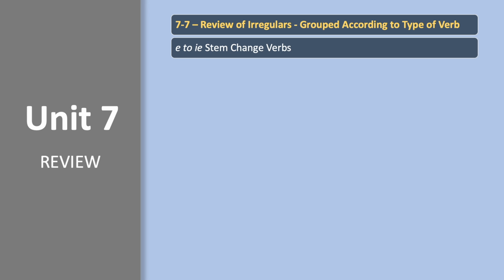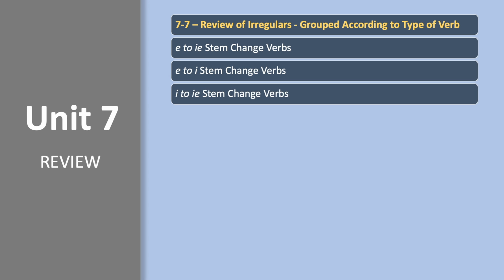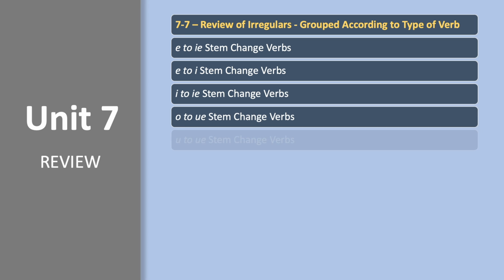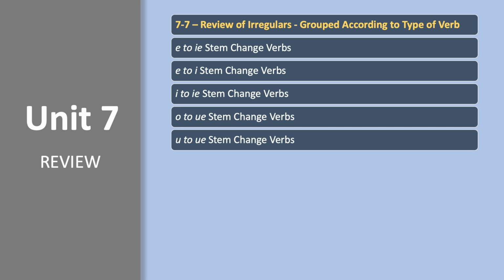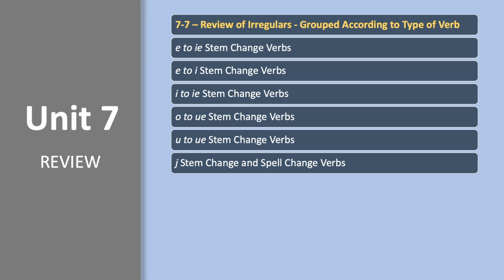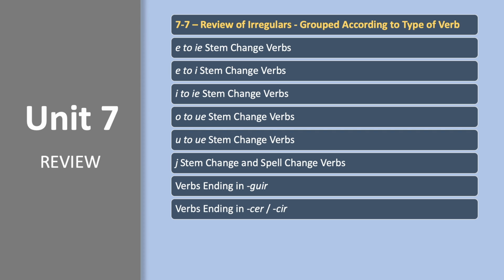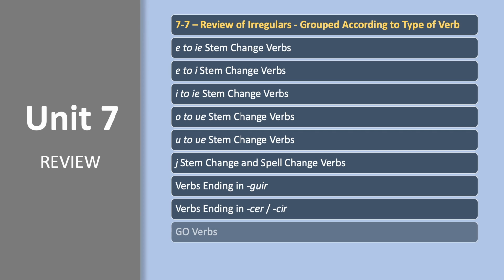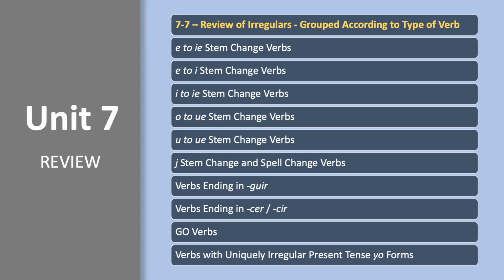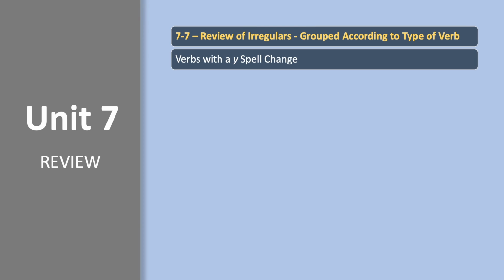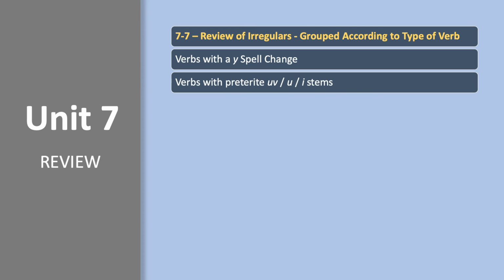This includes E to IE, E to I to IE, O to UE, and U to UE stem change verbs. There are also J stem change and J spell change verbs. We have verbs ending in -gir and verbs ending in -cer or -cir. There are go verbs and verbs with uniquely irregular present tense forms. There are verbs with a Y spell change and verbs with preterite UV, U, and I stems.